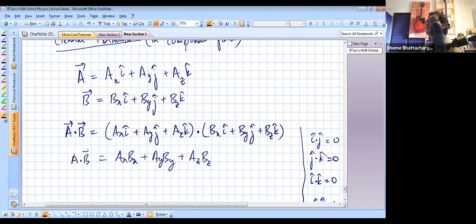So from this point onwards, we don't have to do so much. We have to just directly apply this formula when the vectors are given in component form. Whereas if the vectors are given in geometrical form, then we use that other definition that it is AB cos theta.